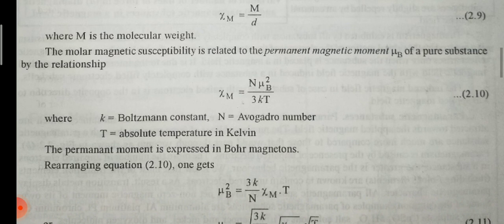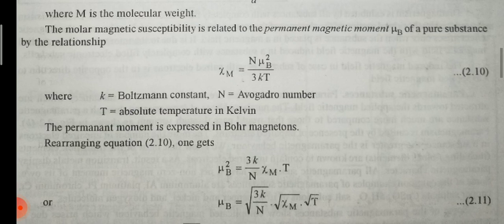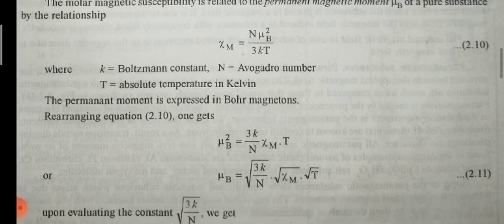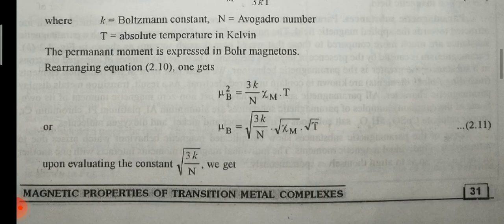The magnetic susceptibility is related to the permanent magnetic moment mu b of pure substances by the relationship: molar susceptibility, or magnetic susceptibility, is equal to N mu b square upon 3kT, where mu b is the permanent magnetic moment, k is the Boltzmann constant, N is the Avogadro number, and T is the absolute temperature in Kelvin. The permanent moment is expressed in Bohr magneton.